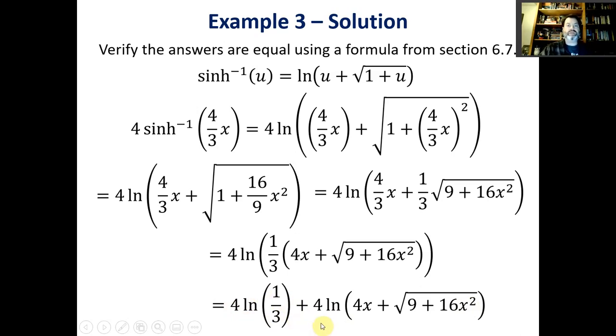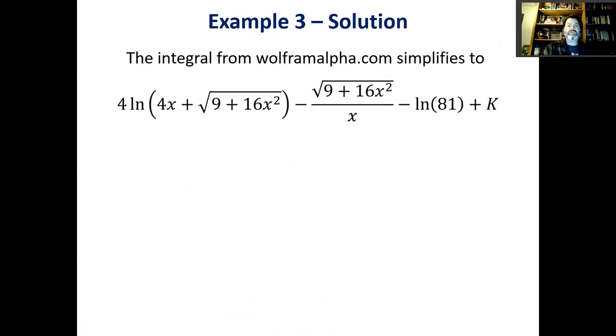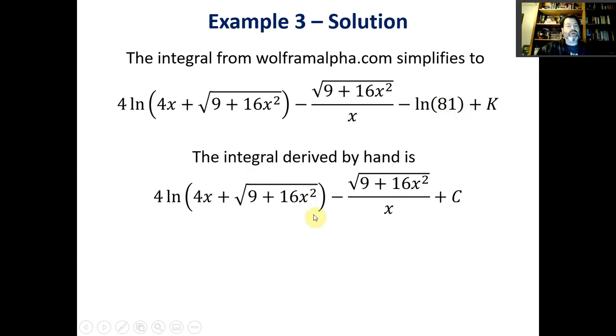So let's see what that means. So on the next slide, we simplify that integral from Wolfram Alpha as much as we can. And it ended up that natural log of 1/3 to the 4th power ended up being negative natural log of 81. The integral we got by hand is almost exactly the same. Here we have negative natural log 81 plus k. I just gave it a name that wasn't c, because we were going to use c for this one. Well, this is a constant, and if I add these two constants together, I can get that constant.